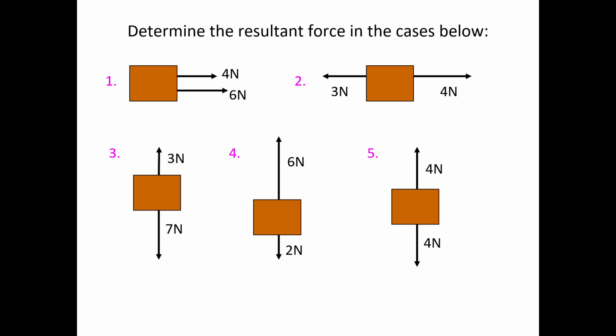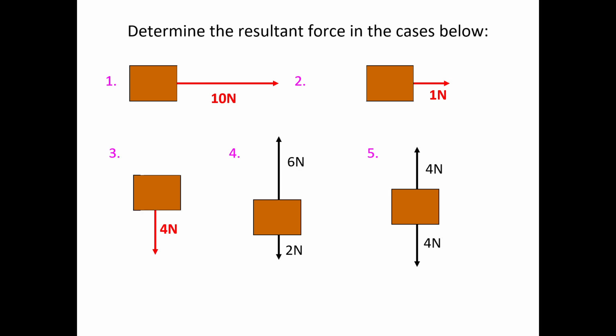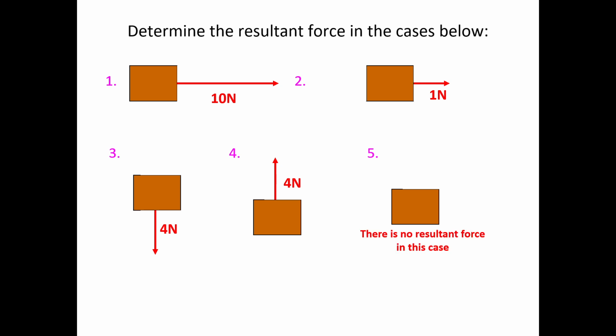So in case number 1, they both go in the same direction, 6 and 4, so simple enough. Can replace that with 10 newtons. Then you've got 4 newtons going to the right and then 3 to the left, so 4 take away 3 will be 1 newton to the right. Then in question 3, you've got 7 take away 3 is 4 downwards, 6 take away 2 is 4 upwards, and then 4 take away 4 is going to be 0 newtons. So no resultant force in that case.